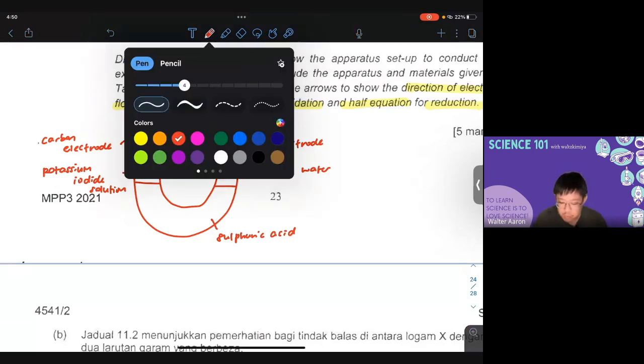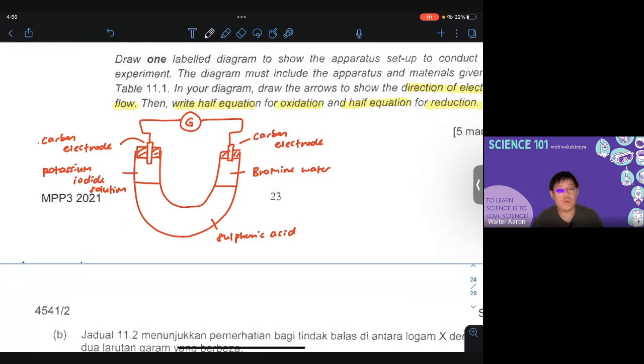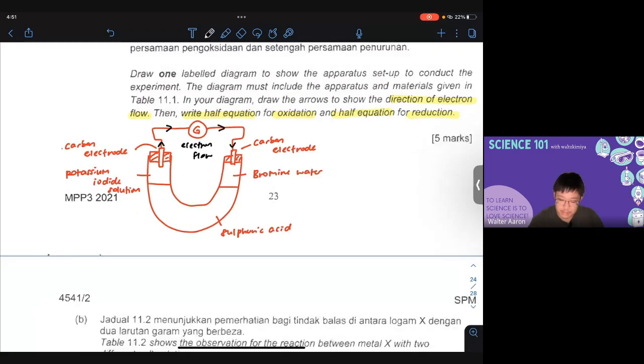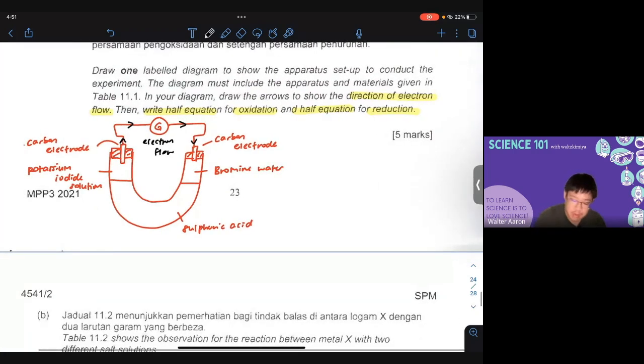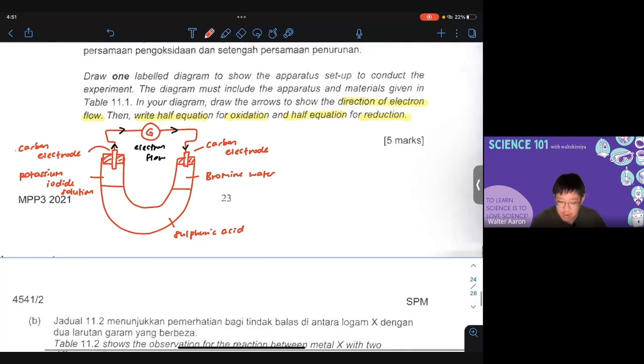Then remember to also show the direction of electron flow. So electron basically flows from here to here. So just put that electron flow. Okay, so that should be correct already. This is how you draw it. I think a very simple diagram will do. I'm not a Picasso, so I can't draw as nice as you guys. So this is roughly how it looks like. Okay. All right. So this is a U-tube experiment. If you do everything correctly, it should be correct.